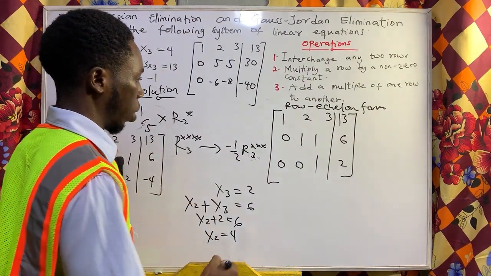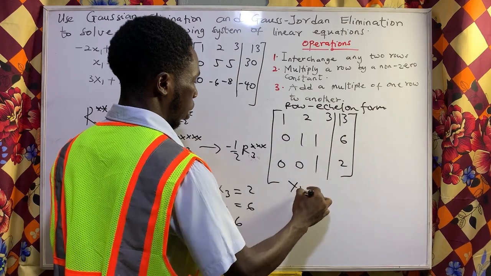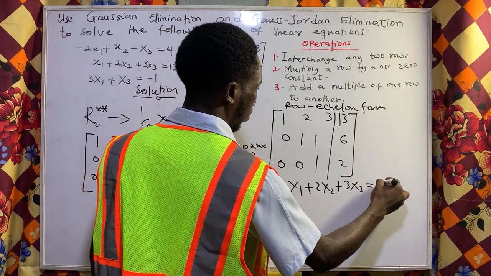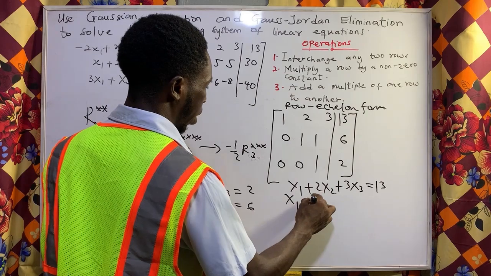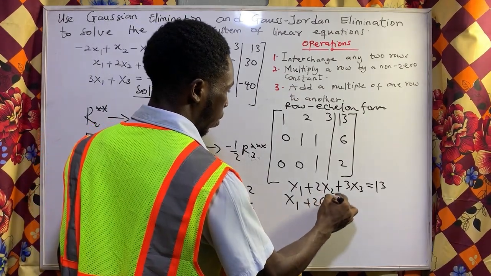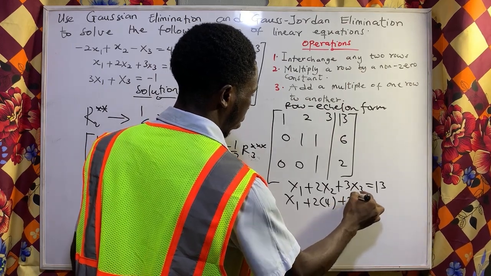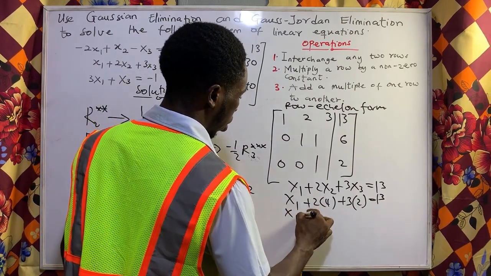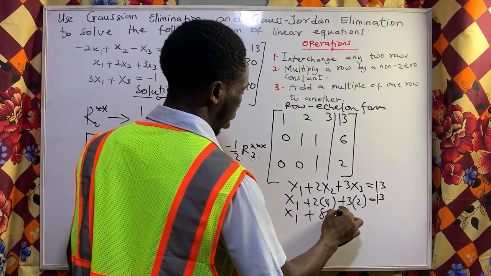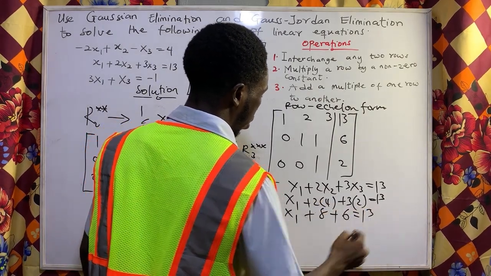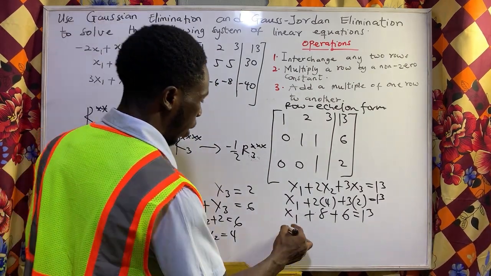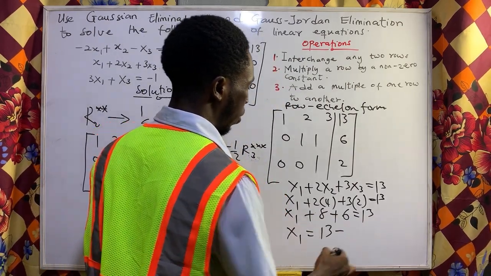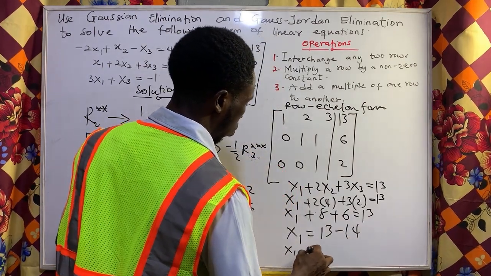Now let's look at x1. We have x1 plus 2 x2 plus 3 x3 equal to 13. So x1 plus 2 times 4, which is 8, plus 3 times 2, which is 6, equals 13. So x1 is equal to 13 minus 14, since 8 plus 6 gives us 14. So our x1 is equal to minus 1.